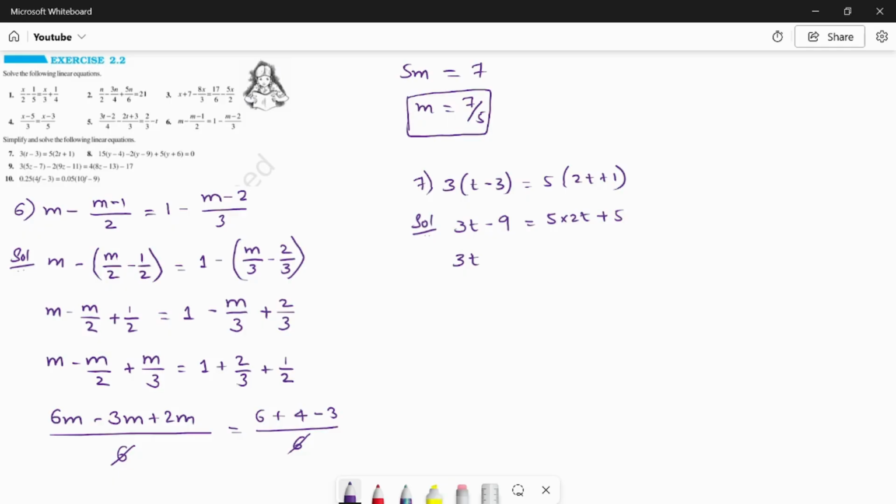So 3t - 9 is equal to 10t + 5. 3t - 10t = 5 + 9, -7t = 14, and t is equal to -2. Next, let's move on to the eighth question.